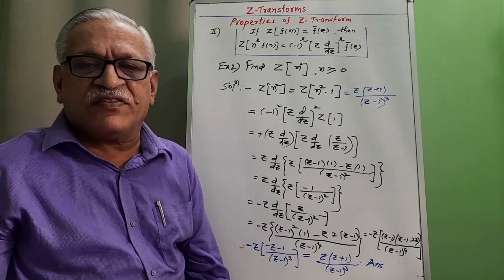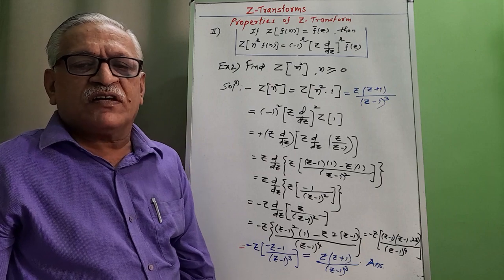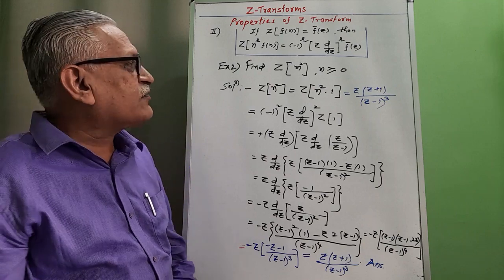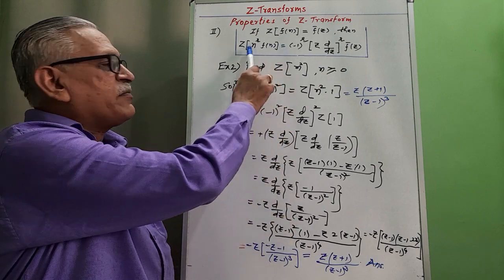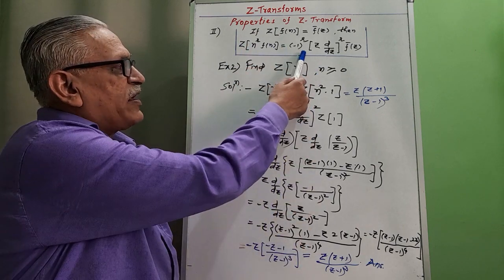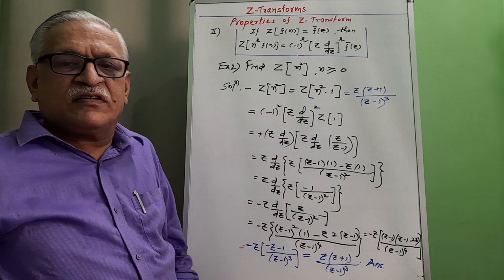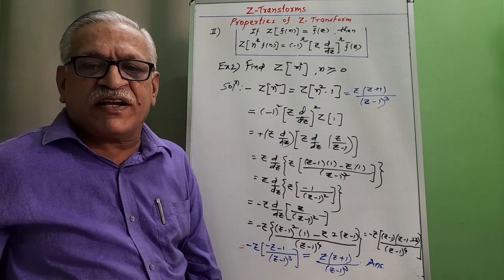In this video, I have discussed two simple problems, how we can determine the z transform of such type of term, f of n multiplied by n raised to r, applying this property. Some more I will discuss in my next video.